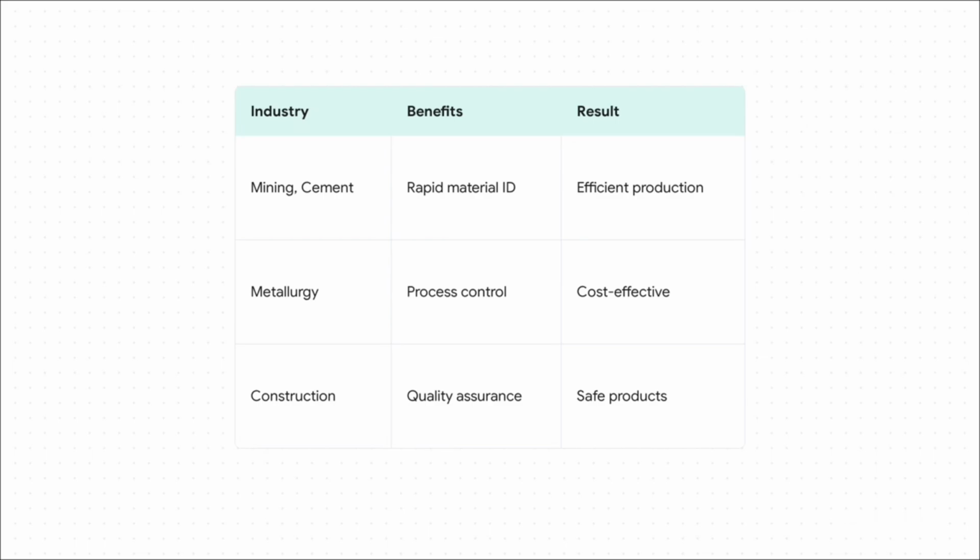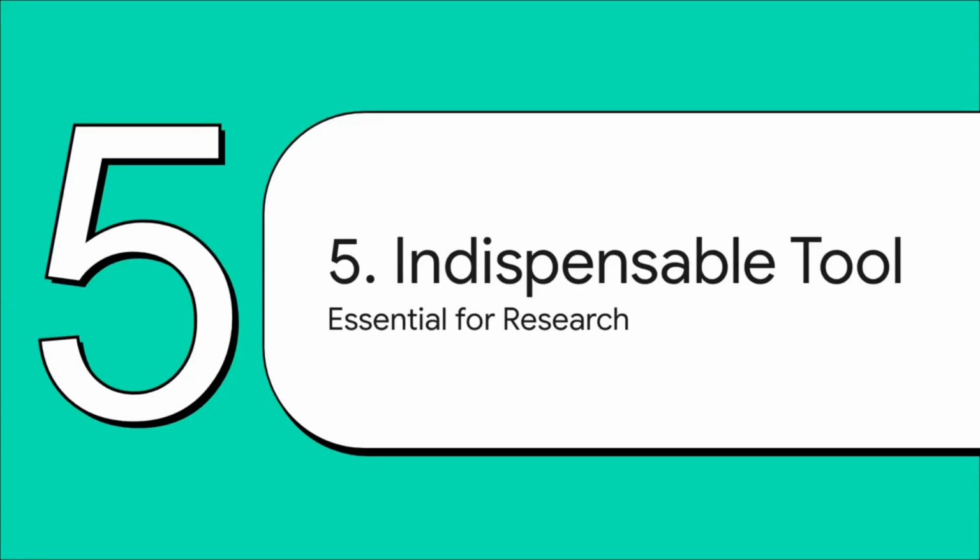And for construction materials, it provides the ultimate quality assurance. By catching tiny microstructural flaws before the concrete or steel ever leaves the factory floor, XRD is basically ensuring that the bridges we drive across and the buildings we live in are actually safe and reliable. Which brings us to our final stop, Section 5, an indispensable analytical tool.